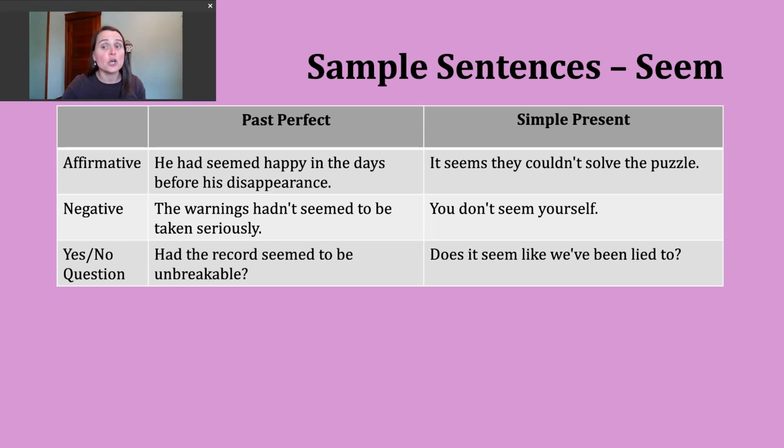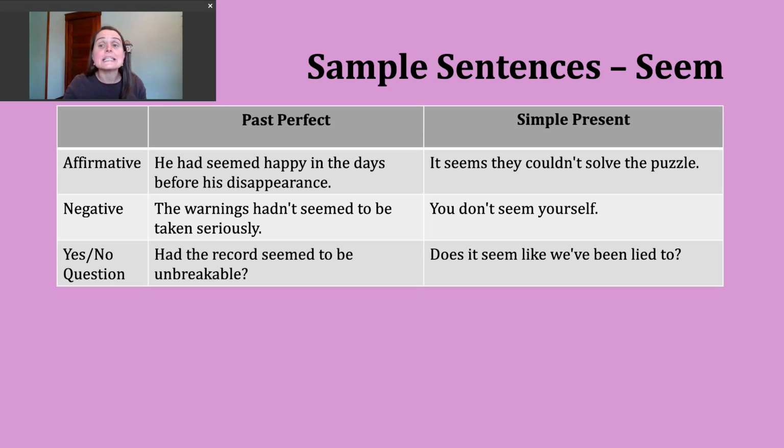You can see that in my example. It seems they couldn't solve the puzzle. Okay? So this would be an example where we're talking about someone trying to do something but not succeeding. So that's what that sentence means there. And because it, right, is my subject, you can see the S on the end of the verb there.